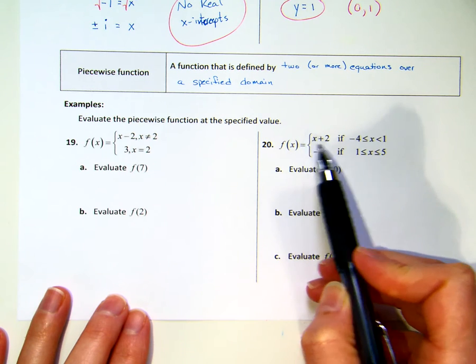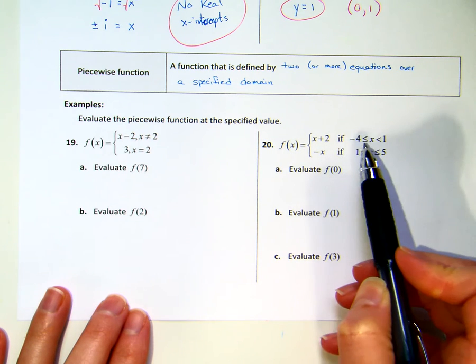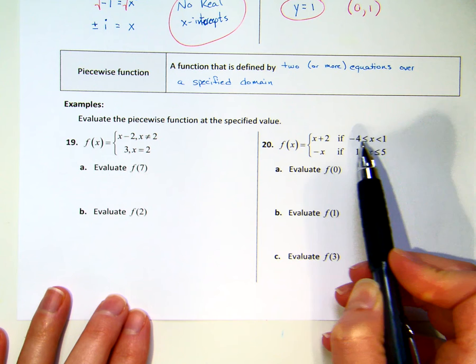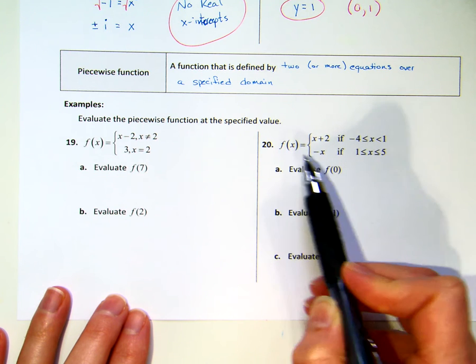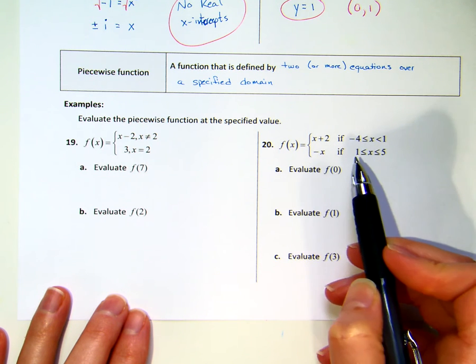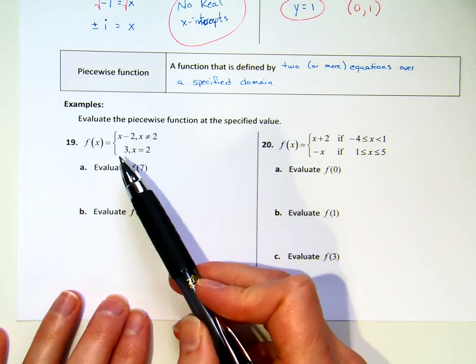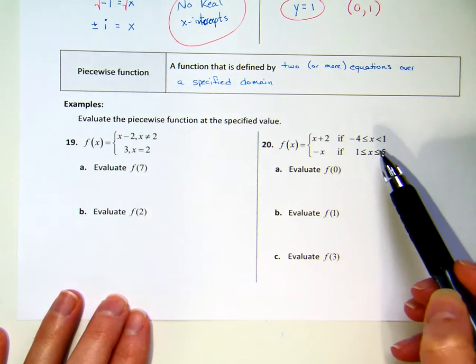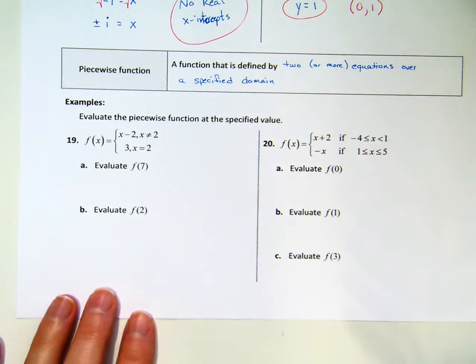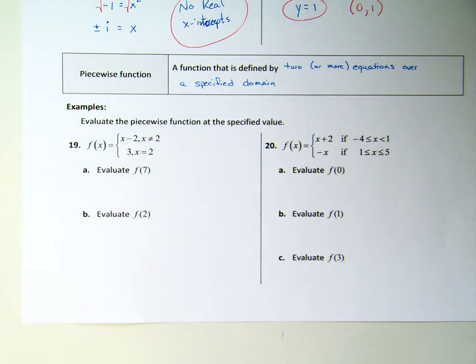Here f of x equals x plus 2 if x is between negative 4 and positive 1. But then f of x equals negative x if x is between 1 and 5. So it's going to tell us when to use which piece of the function based on the x values we are given. So we're going to start by evaluating these piecewise functions. We're going to find out what is the corresponding y value that goes with each x value we plug in.